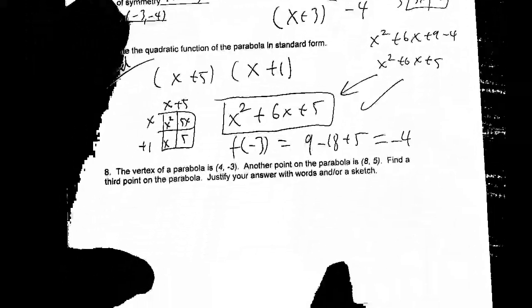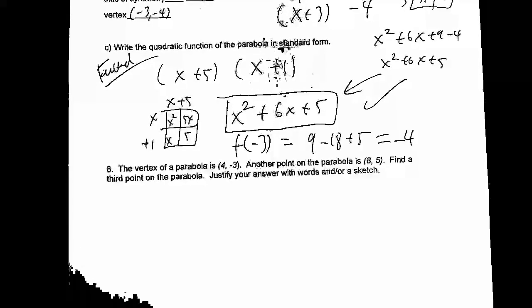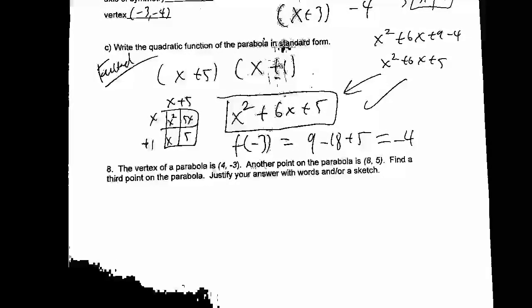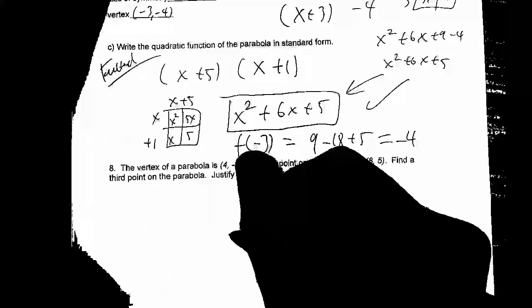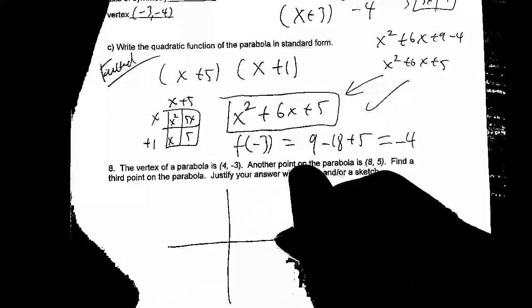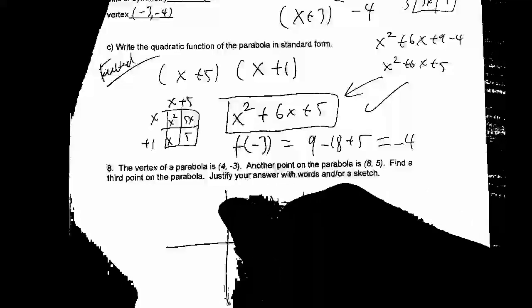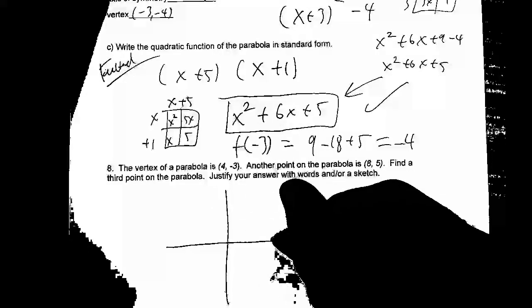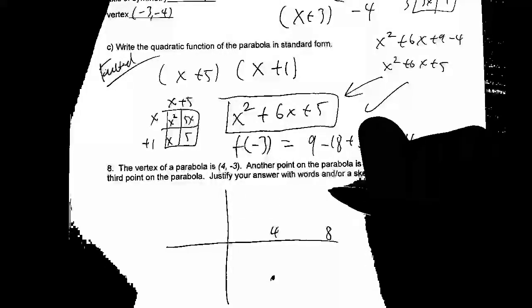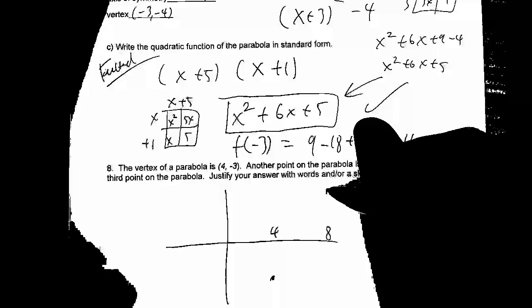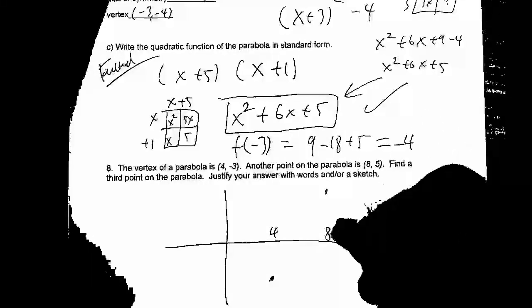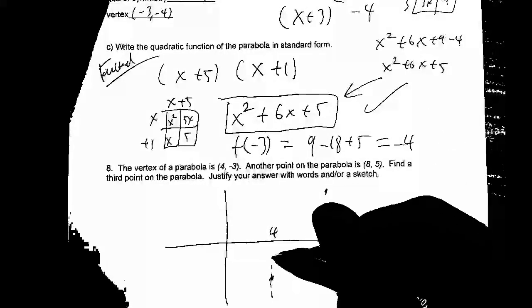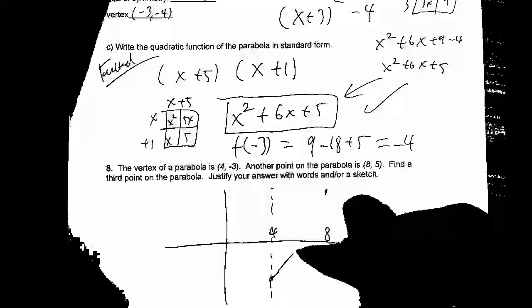Okay. The vertex of a parabola is (4, negative 3). Another point is (8, 5). Find the third point of the parabola. Justify your answer with words or sketch. So we can sketch this out. (4, negative 3), that's my vertex, and (8, 5). So this is 4, let's say this is 8, and then 5 up here. So this is my vertex, this is my axis of symmetry, and it's kind of going up like this.